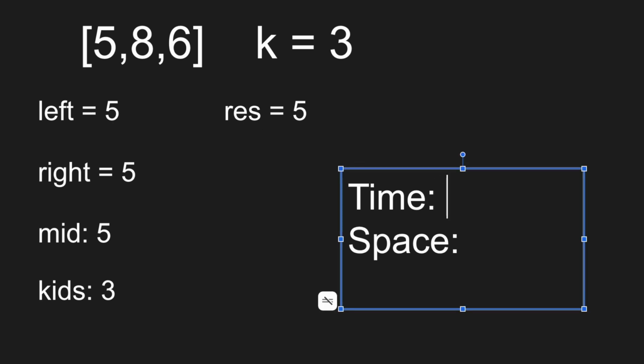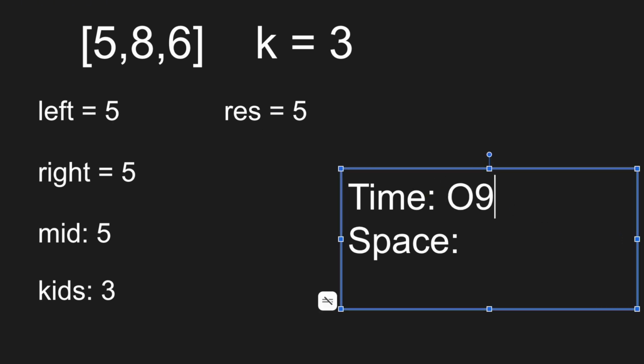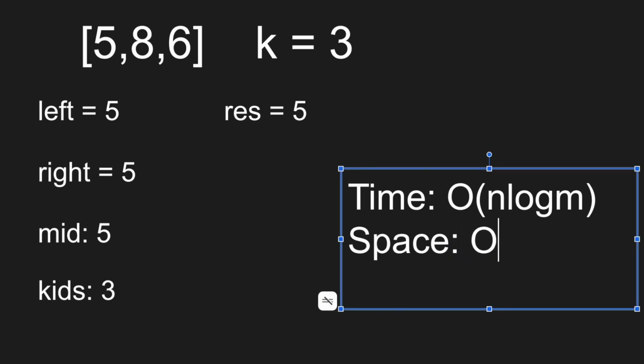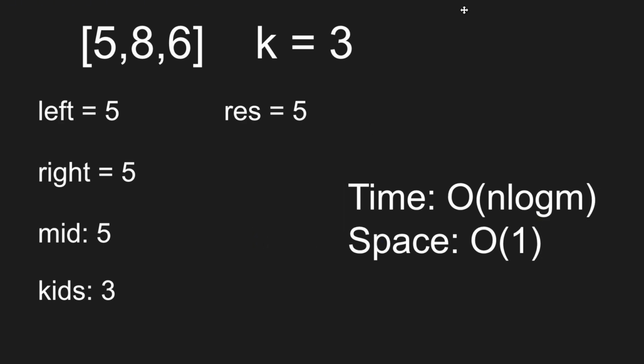So the time complexity would be O of n log m, where n is the number of elements in the array, and m is the maximum number in the array, because that is what we're doing binary search on, and n because we will iterate through the array every time we want to find the number of kids that we can serve at each binary search iteration. And the space complexity would be O of 1 because we are not using any extra space. So now let's get to the coding part.